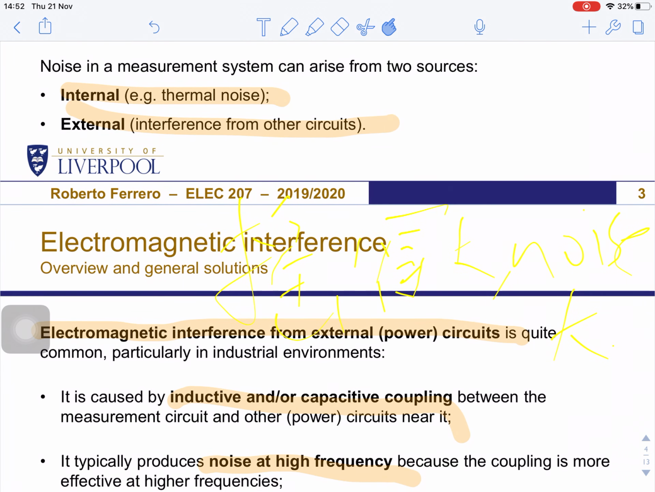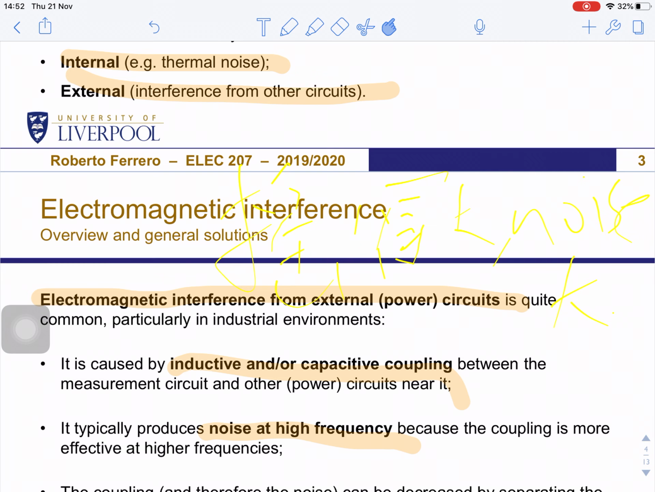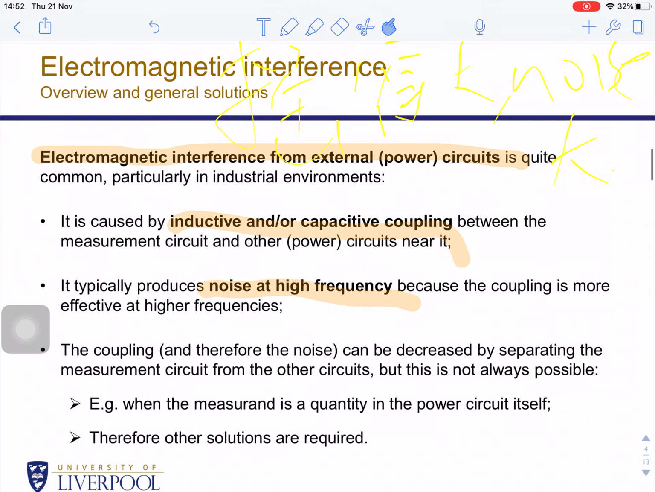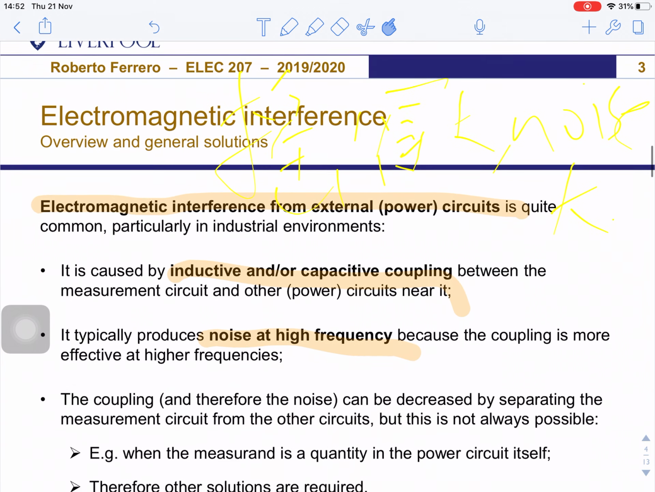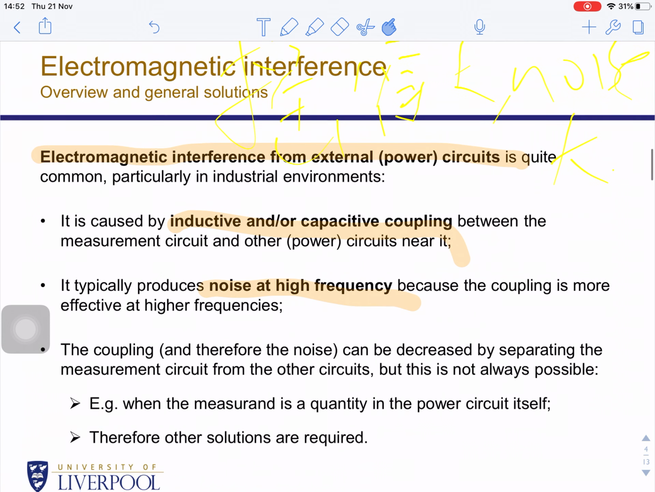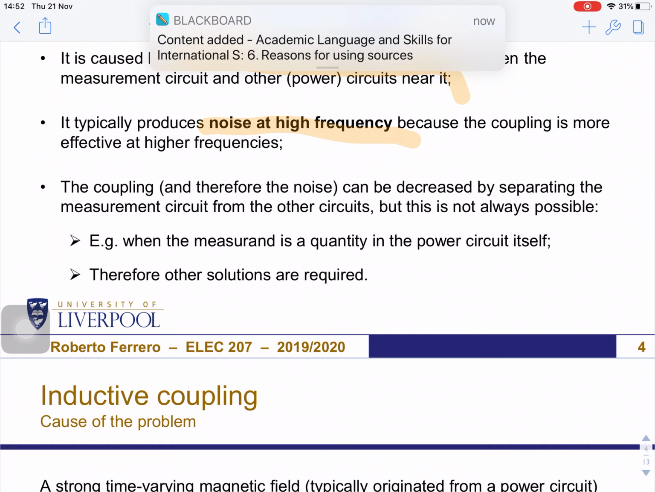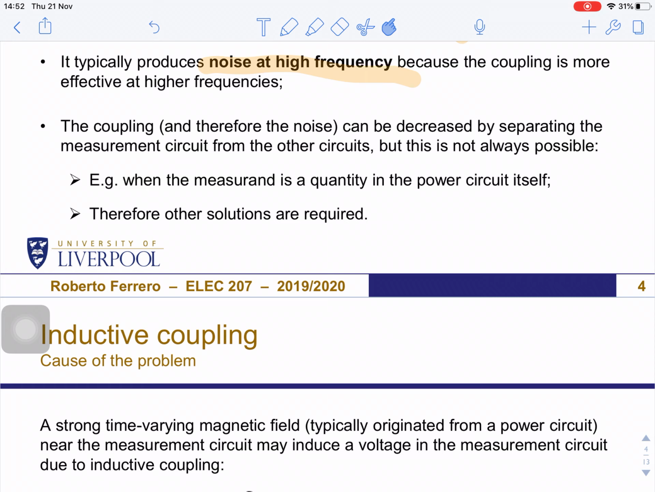The noise in the measurement system comes in two forms, internal and external. The internal one mainly is thermal noise and interference from other circuits. In this domain, we mainly talk about the external one because the internal one is hard to quantify. Electronic interference from external power circuits is quite common, commonly from the industrial environment. It is caused by the inductive and capacitive coupling between the measurement circuit and other circuits near it. It typically produces noise at a high frequency.